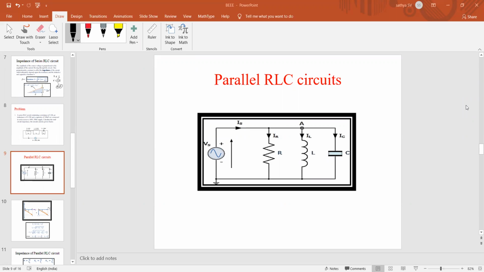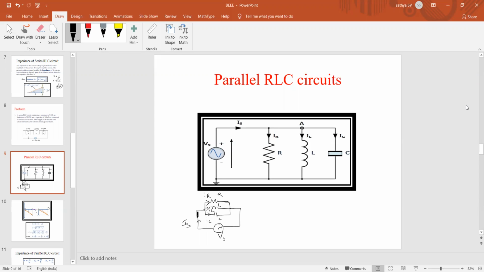You can also draw the circuit like this. In some of the textbooks, they may mention it like this: R, L, and C. Both are correct. Okay, don't confuse. This is your Vs, and the current passing through is Is. This is a junction point where it is divided into the remaining branches as IR, IL, IC. Understand? Both remain the same.